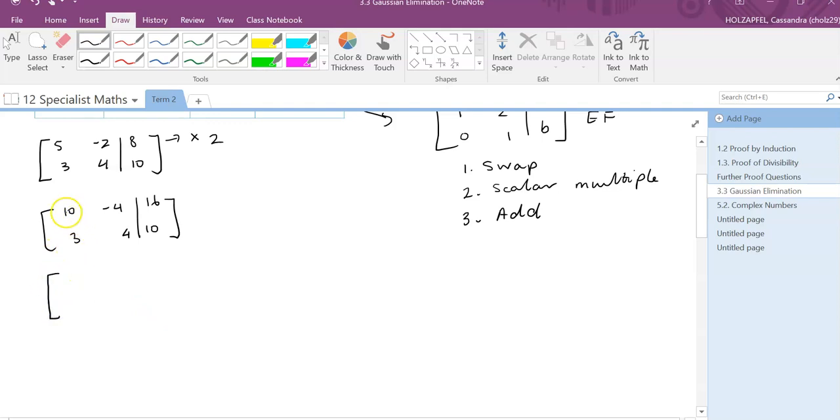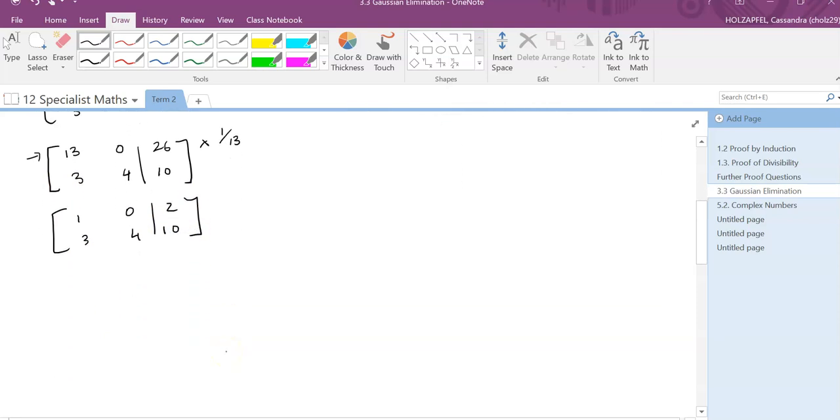So if I add these 2 together and I replace into this top row, it is now going to be 13, 4 and -4 makes 0, and 10 and 16 makes 26. And I haven't actually done any manipulation to this bottom row, so this bottom row is going to stay the same as what it was. So now you can see that these are all multiples of 13. So I can times this by its reciprocal, and then that's going to give me 1, 0, 2, and then again, this bottom row hasn't actually changed.